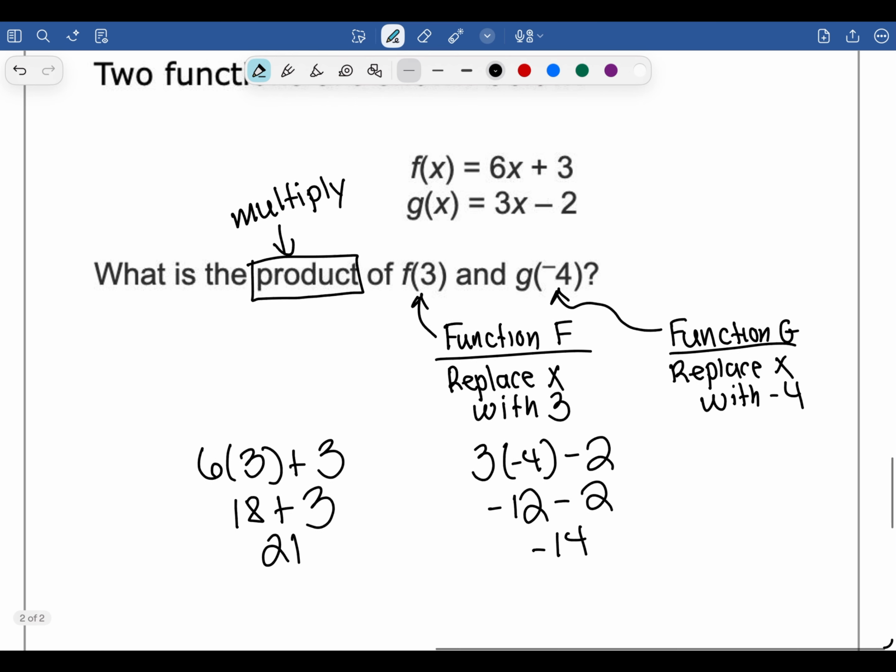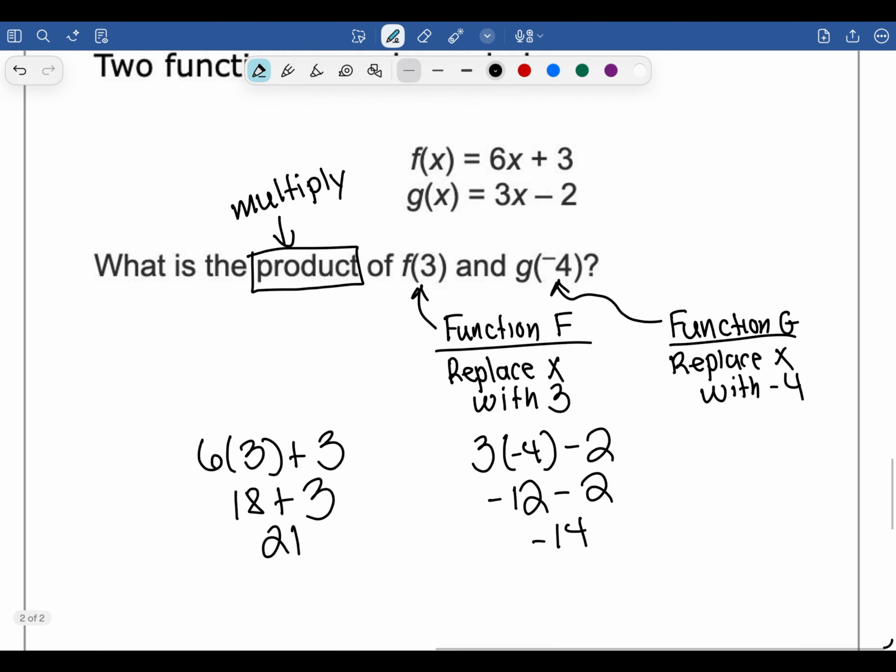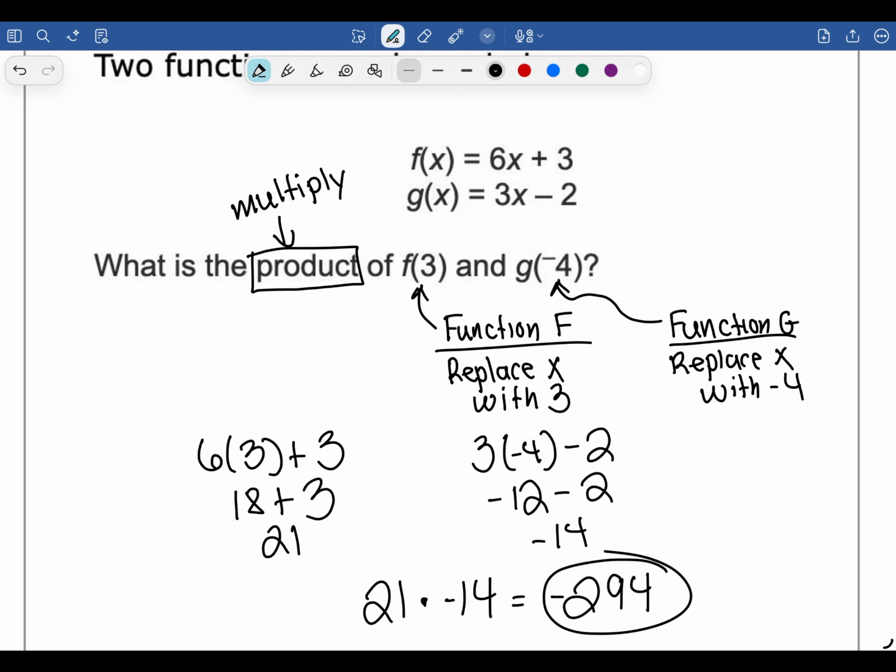Now they said that we have to take the product of those two. Okay, so we got to get the product of those two. The product means we got to multiply the results. So we got to do 21 times -14. And when you do 21 times -14, you get -294. So the answer for example 4 is -294. Now let's move to our last example.